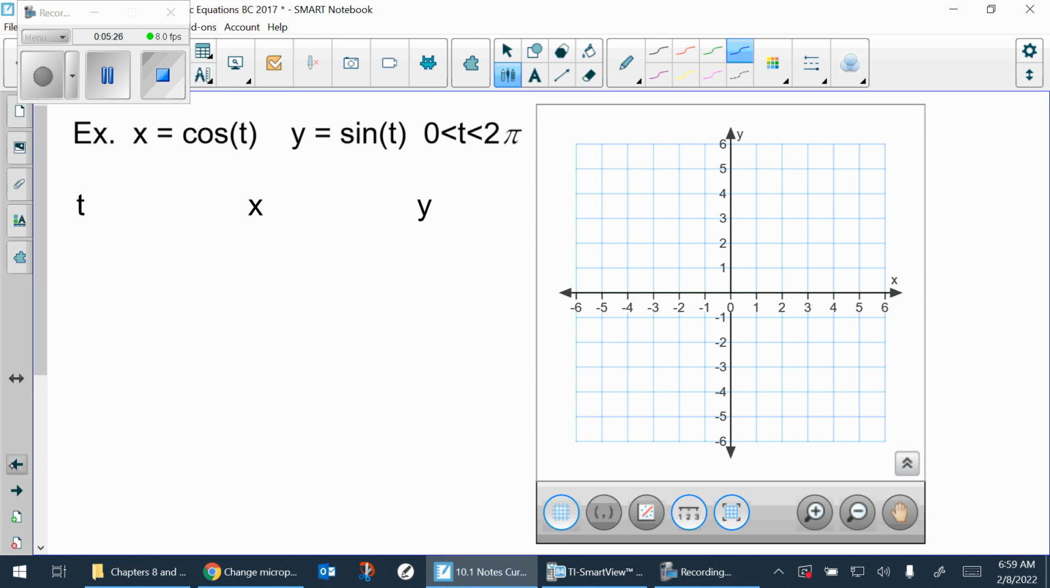All right. What if we have one that involves sine and cosine? Well, we're going to be given an interval of t. So we'll start at 0. I really should have made this less than or equal to. And then maybe we'll go to pi over 2, pi, 3 pi over 2, and 2 pi.